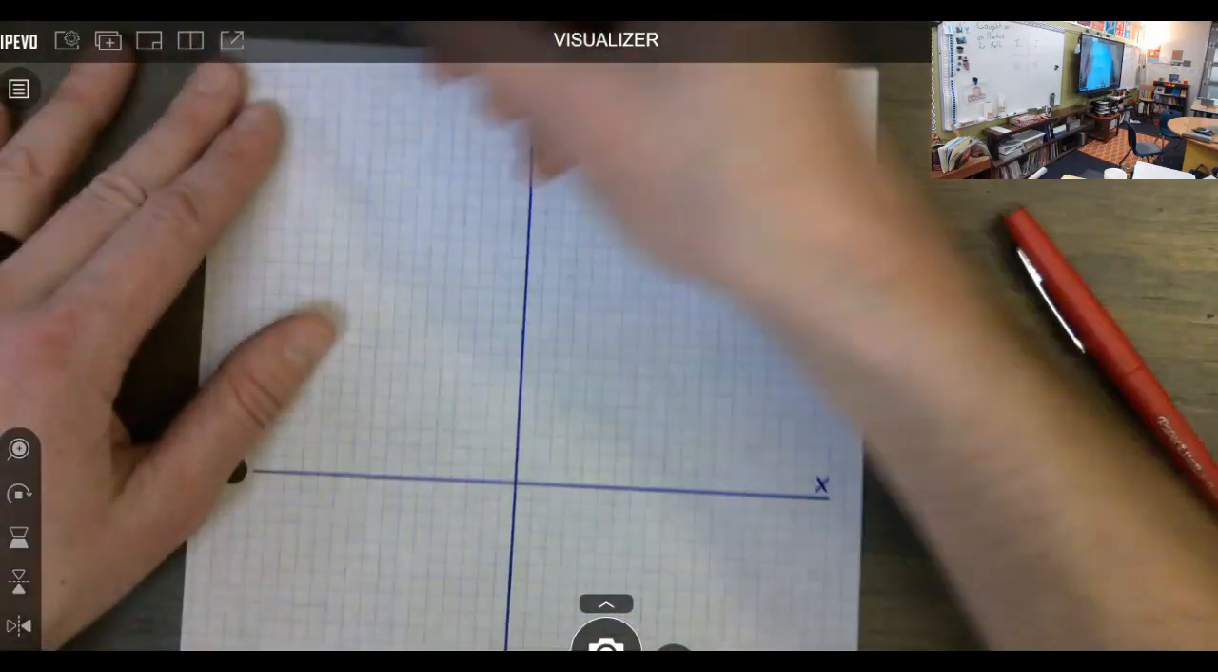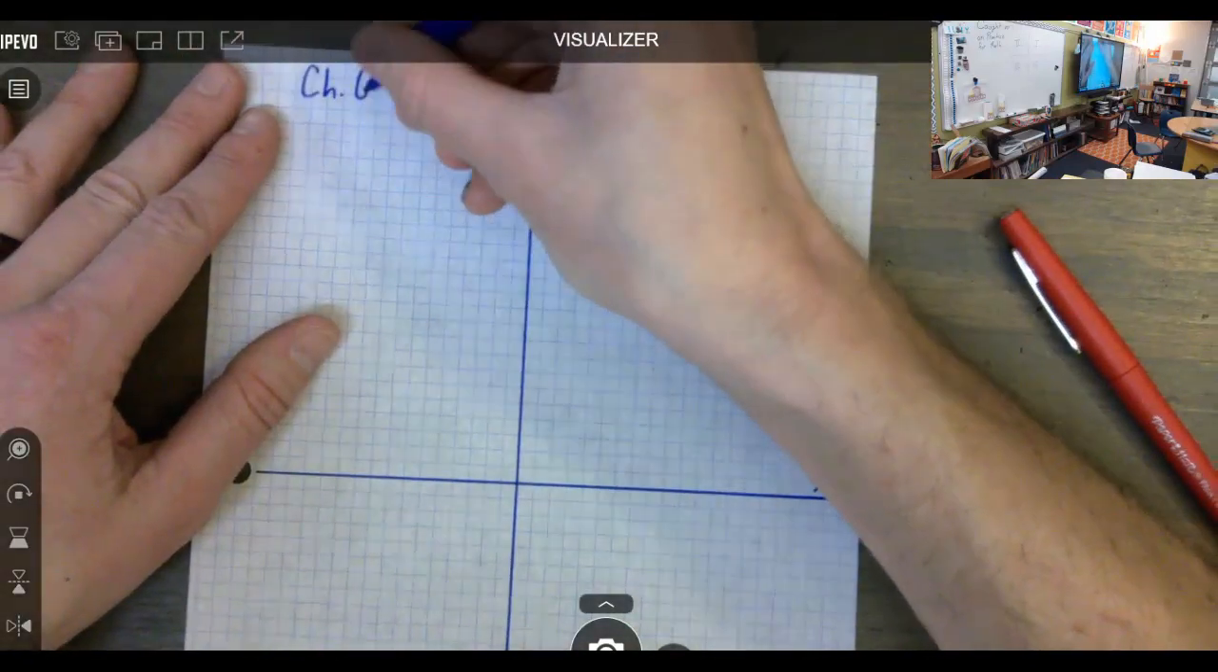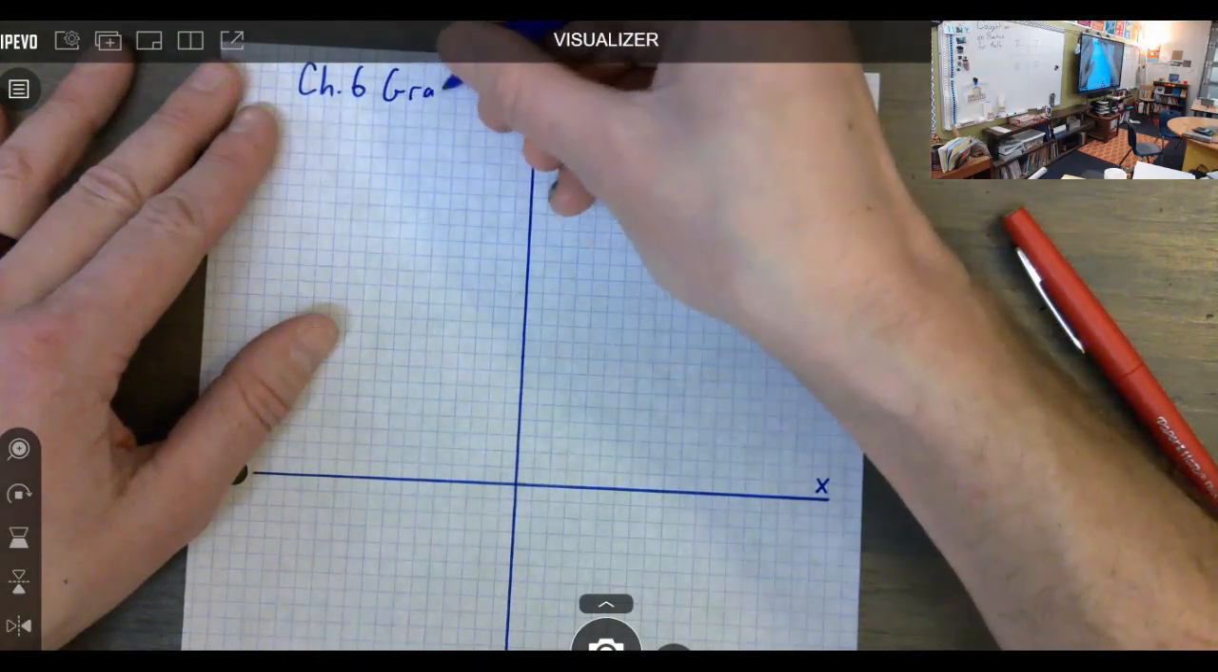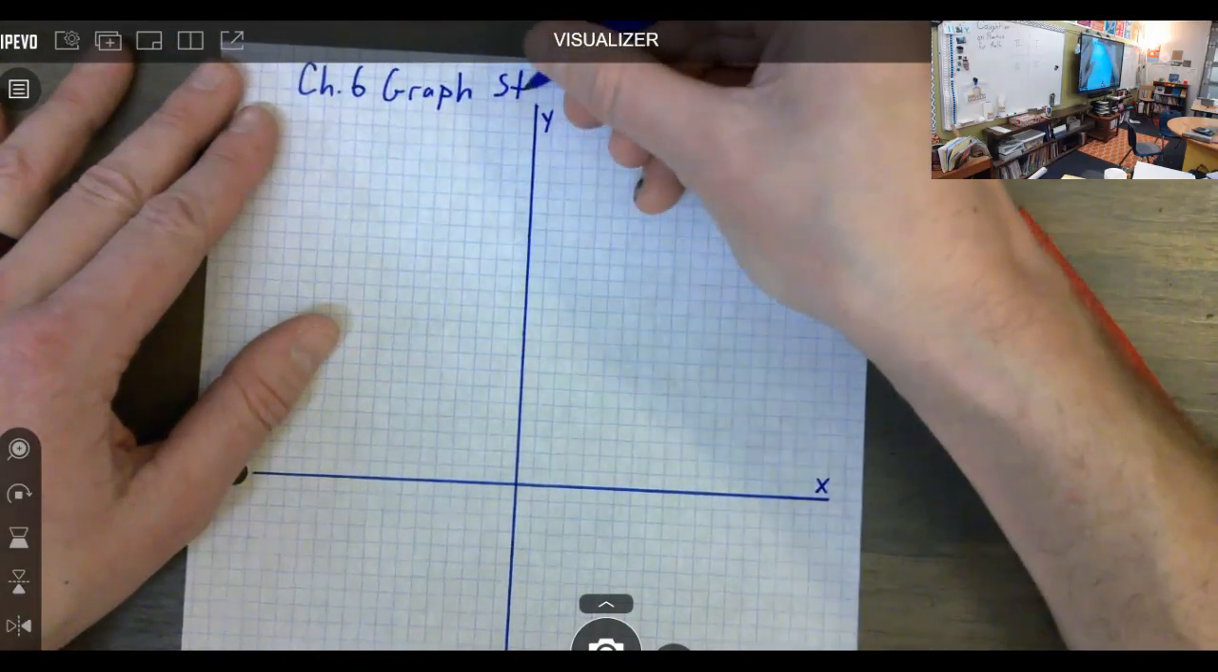Can we like redo? Chapter 6. Graph stuff.